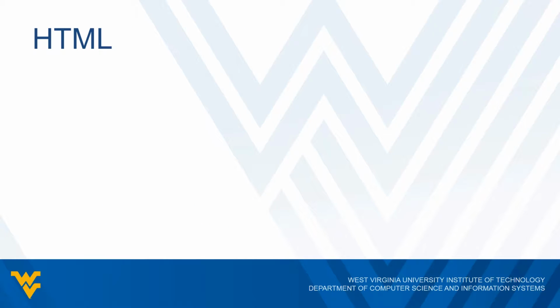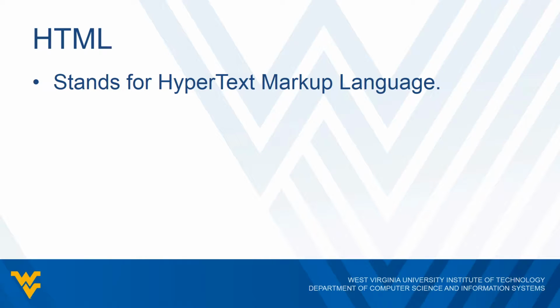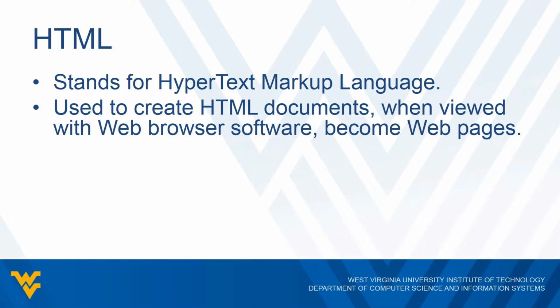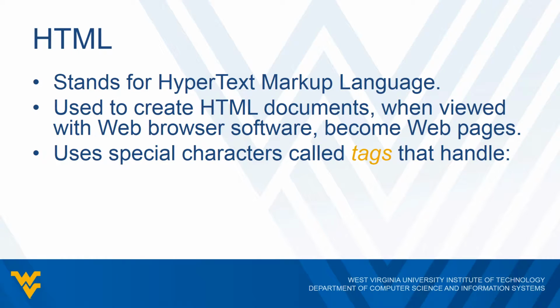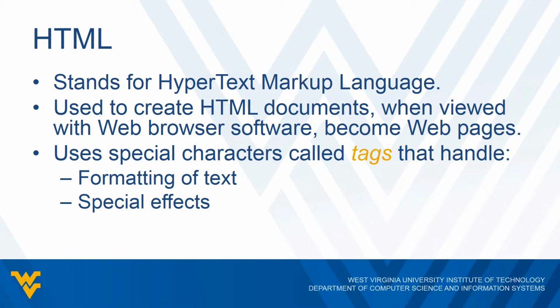The second language we're going to take a look at is called HTML, which stands for Hypertext Markup Language. It's used to create HTML documents, which, when we view them with a web browser, become web pages. So an HTML document consists of the text to be displayed on the web page, and we put this together with special characters called tags that will achieve several features, such as the formatting of text. They'll handle special effects and even references or links to other HTML documents.